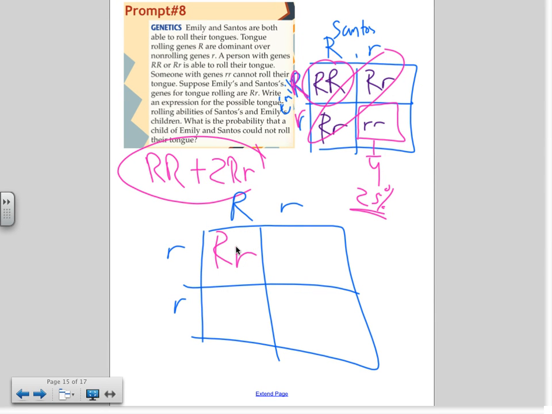So this is 1 big R, 1 small r, right? And this is 1 big R, 1 small r, 2 small r's, and 2 small r's. You're right, it's half and half. So that means every single child you have has a 50% chance of being able to roll his or her tongue, and the other half, which is a 50% chance of not being able to roll his or her tongue at all. Okay? Fair enough. Questions so far?